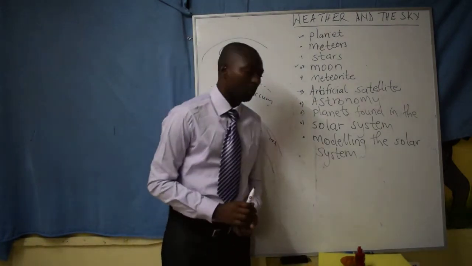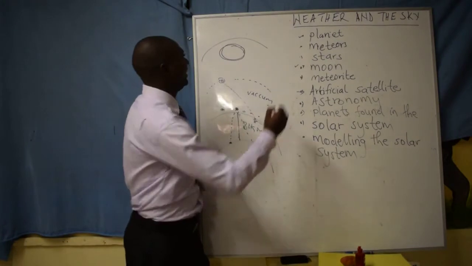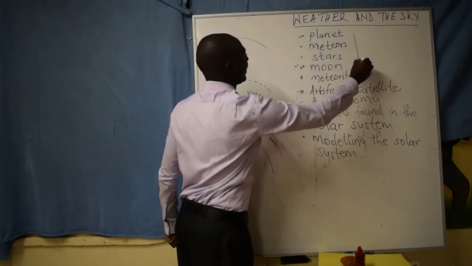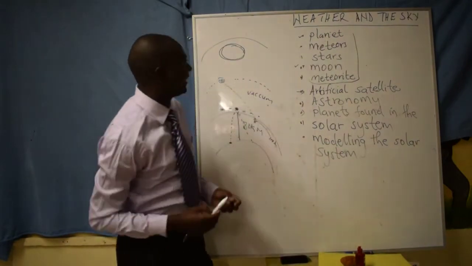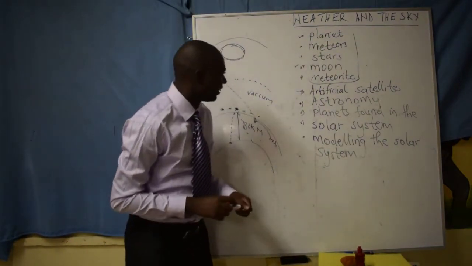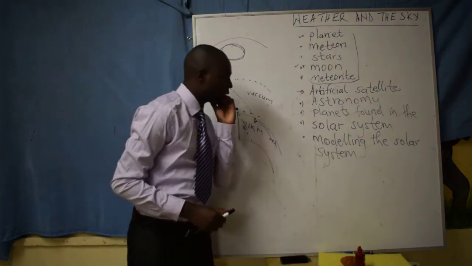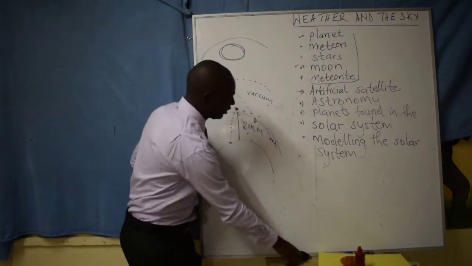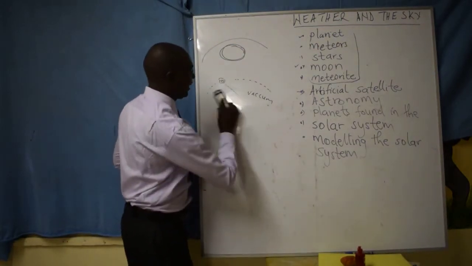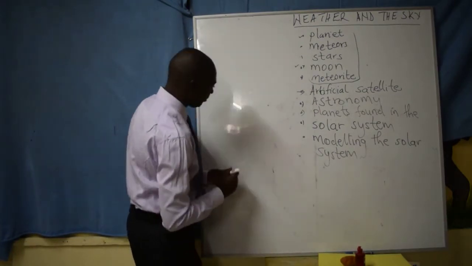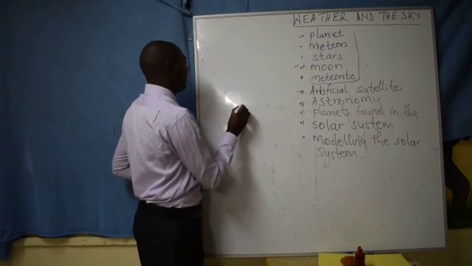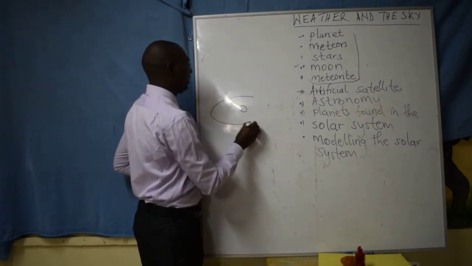Who is an astronomer? An astronomer is someone who studies all these. Anyone studying more about this is known as an astronomer. Someone who studies the planets, the meteors, the stars, and the moon is known as an astronomer. Now, what I want us to discuss finally is the solar system. The solar system is the sun and the planets.